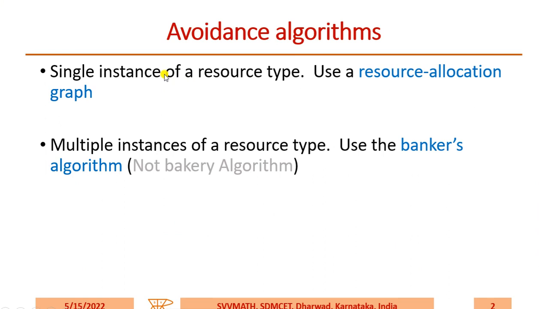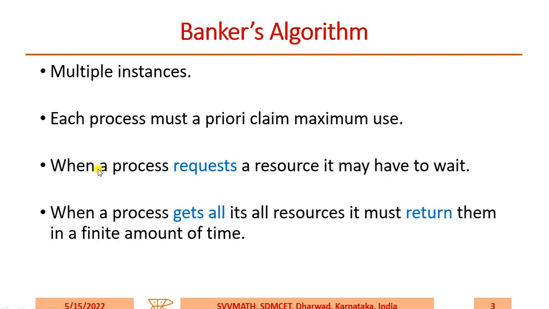How to avoid the deadlock? If I have a single instance of resource type, we can go for a resource allocation graph. If we have multiple instances of resource type, we can go for a banker's algorithm. Not bakery algorithm. Banker's algorithm. We use banker's algorithm whenever we have multiple instances.